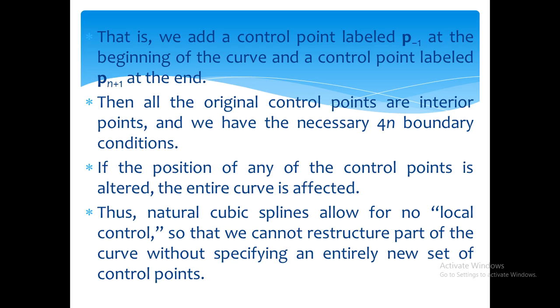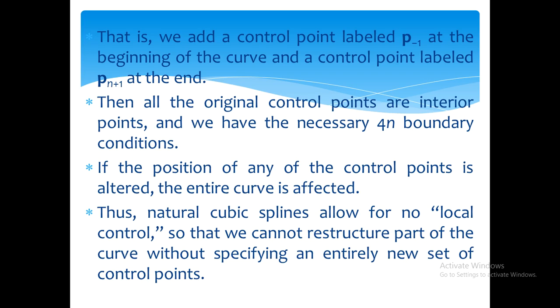Because for the starting and end also you added 1, those will become 2. Means everywhere first order derivative, first piece end, first order derivative, second piece start, right? Then second order derivative, first piece end, then second order derivative at second piece start, like that you will get total 4n boundary conditions.